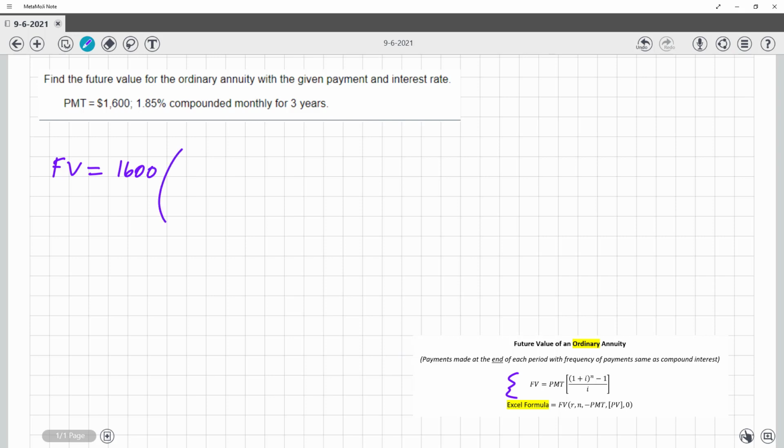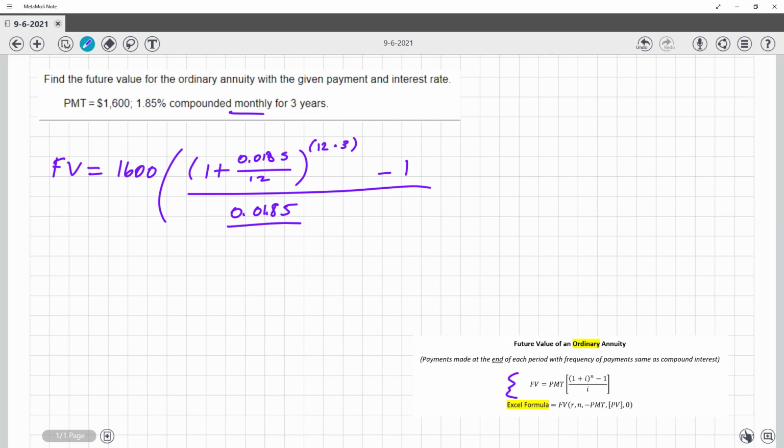The payment is $1,600, and then we have 1 plus i, which is the rate, 0.0185, divided by 12 because it's compounded monthly, and then the time N, which is m, the number of times compounded, times t, the number of years, and all that minus 1, and then of course all divided by 0.0185 over 12. Sorry, there shouldn't be a decimal point right there. There we go.